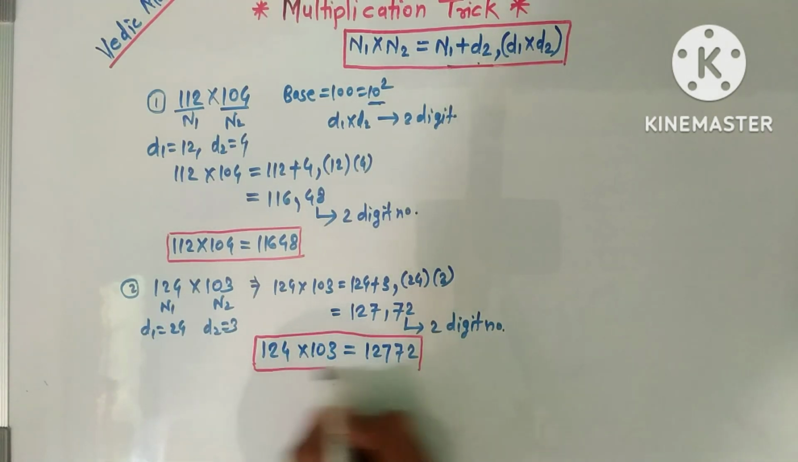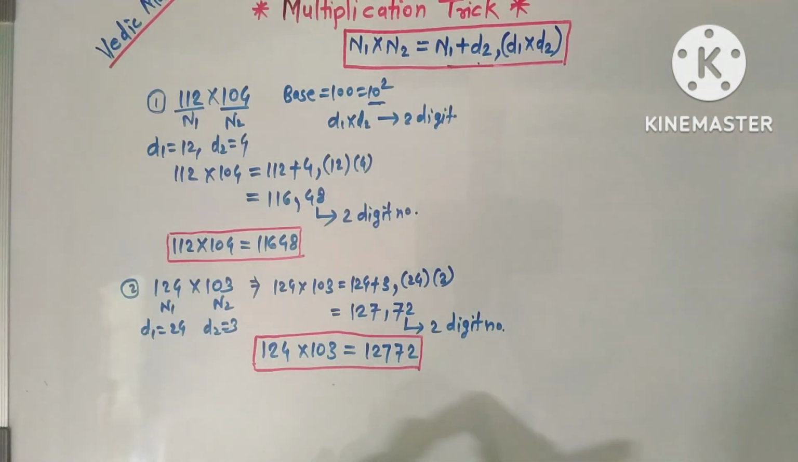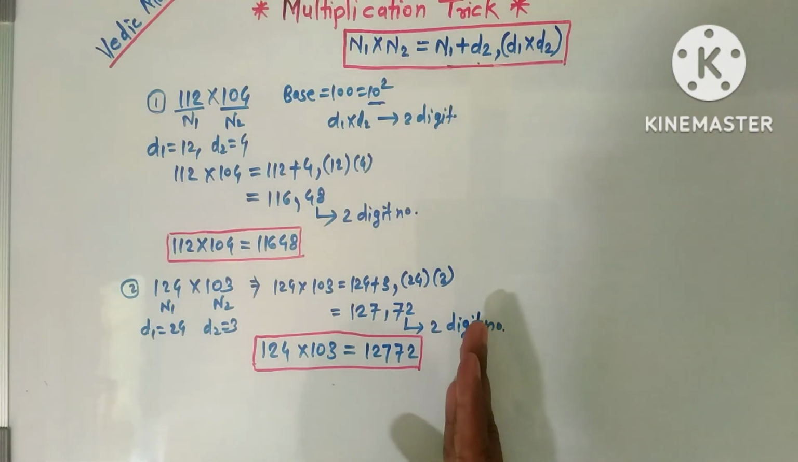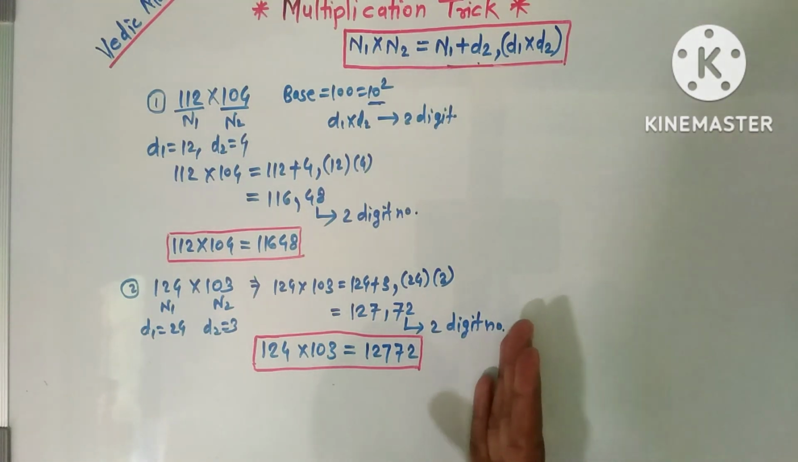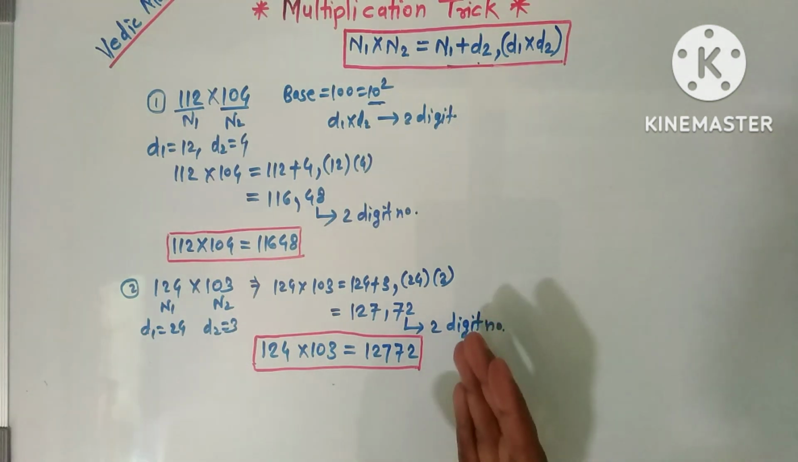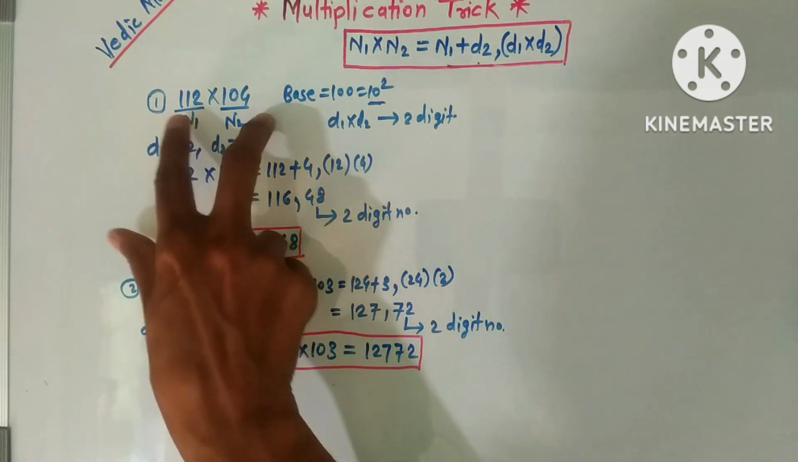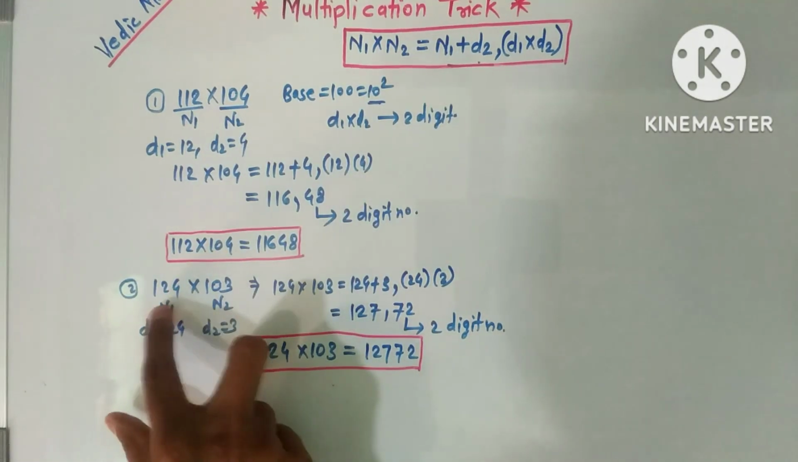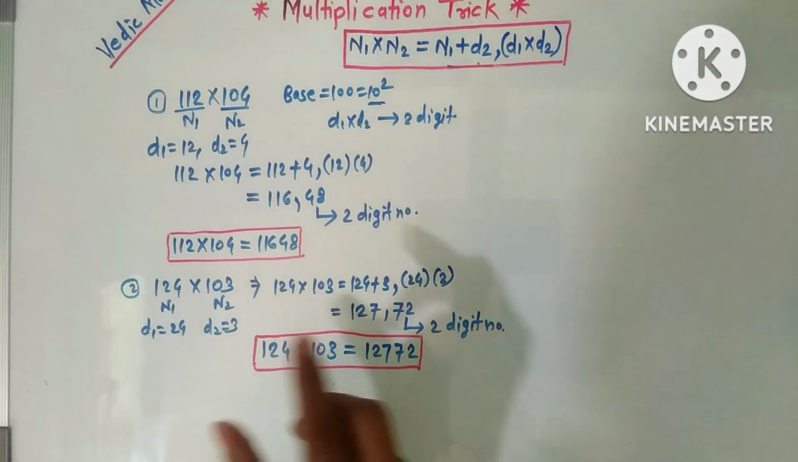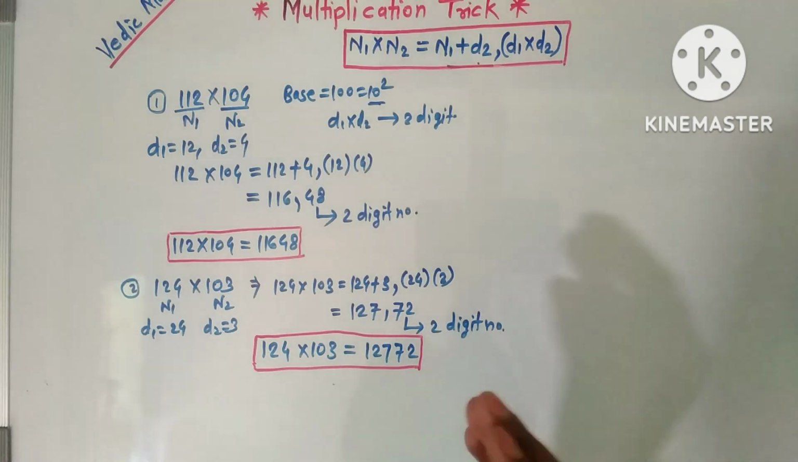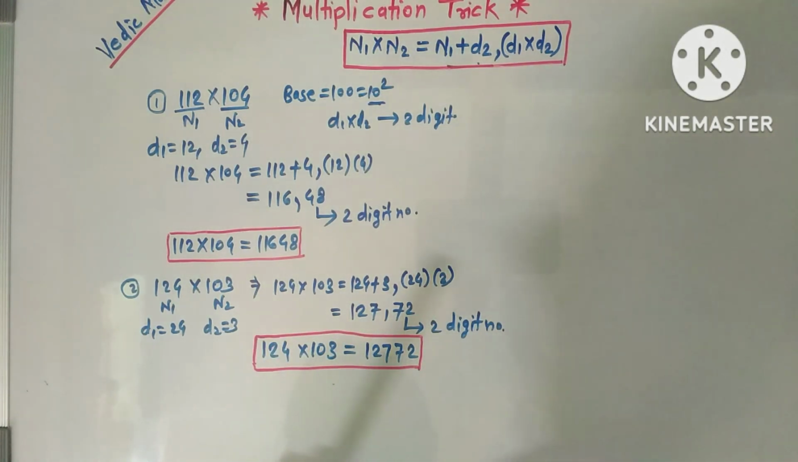In this way you can find the product of numbers which are near to 100. The numbers may be below 100 or above 100. But see here, both these numbers are above 100. So both numbers should be above 100 or both below 100. Now we will take the next example.